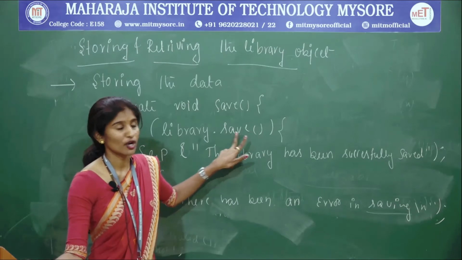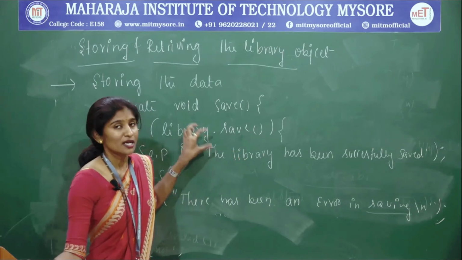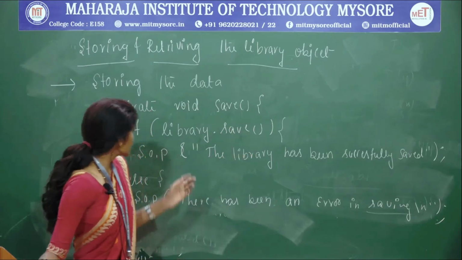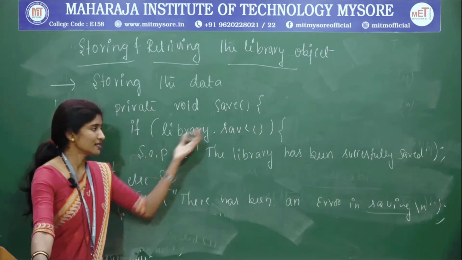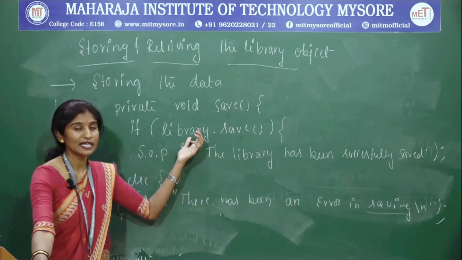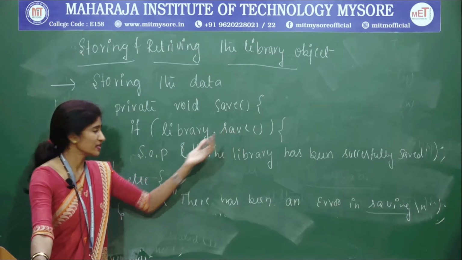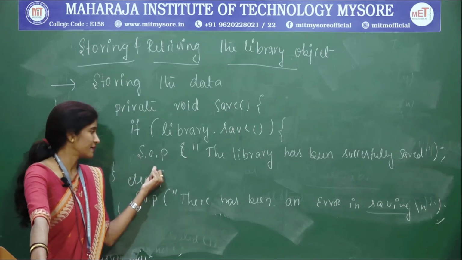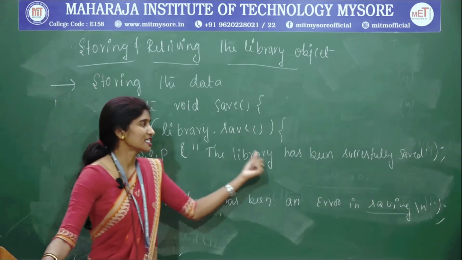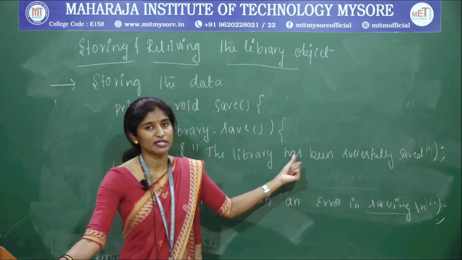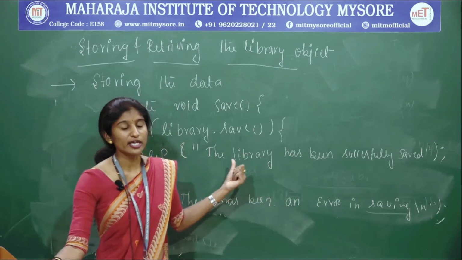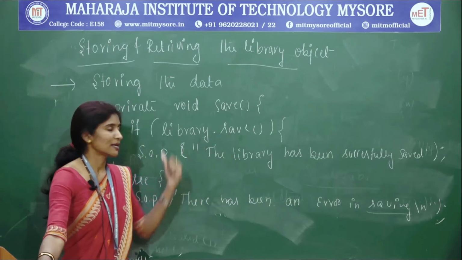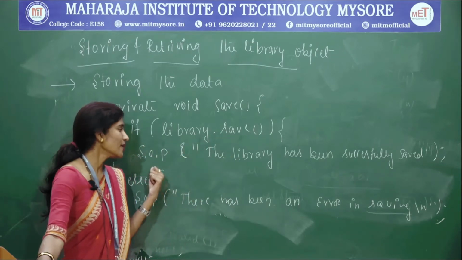So you are going to have a library class, and within that you are going to call a method save. When you call that method for this library class, that is a save operation for this library. It is going to print an output statement: the library has been successfully saved. This is the message it is going to display. So if it is successful, if you call that save method for this library class, it is going to update.